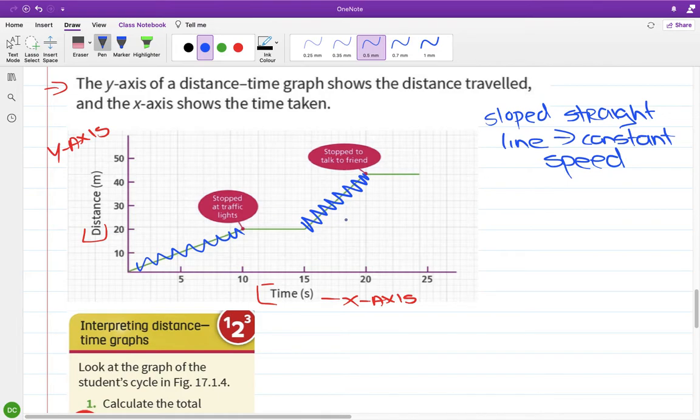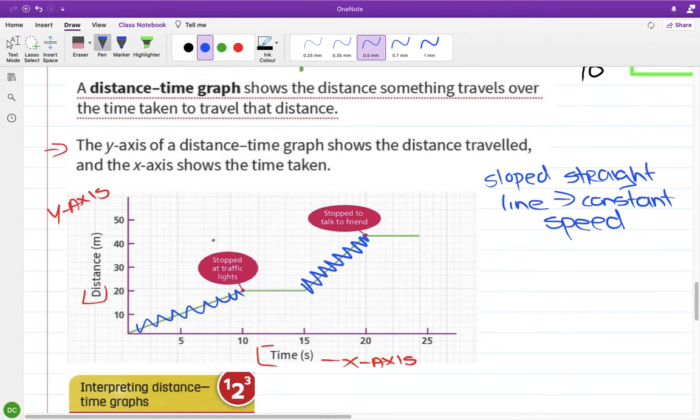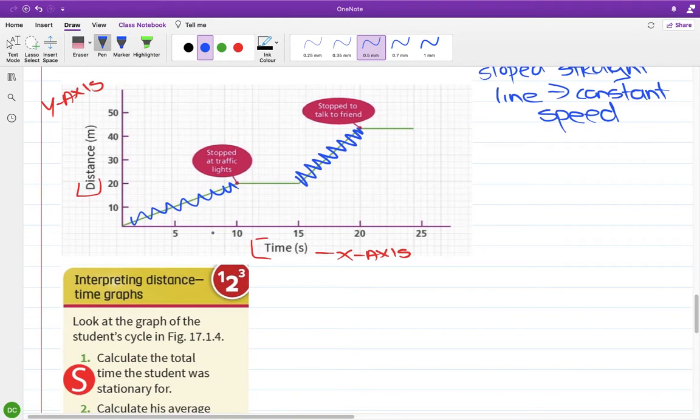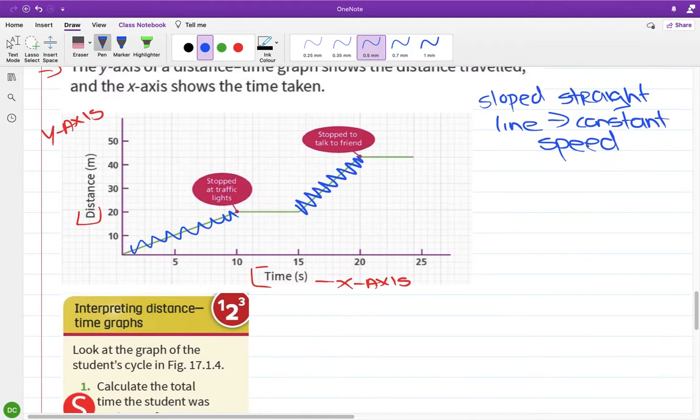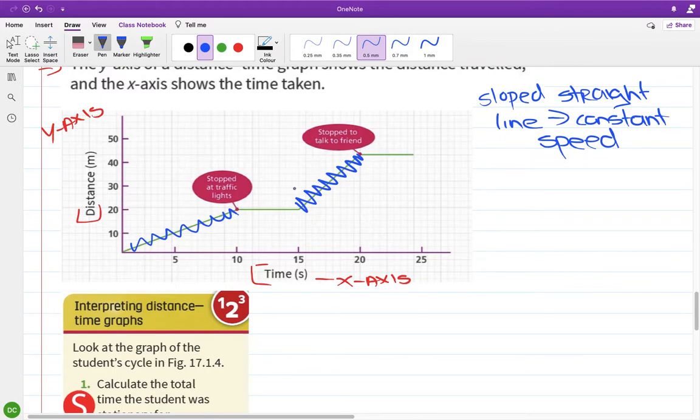At that point, whatever this object is, it doesn't really say what it is, or does it? No, it doesn't. So whatever this object is that's moving is moving at a constant speed during those portions. Now, not necessarily the same speed, and we'll talk about that in a second, but at this portion, constant speed, and at this portion, a different constant speed. So when you see sloped straight lines, that means constant speed.